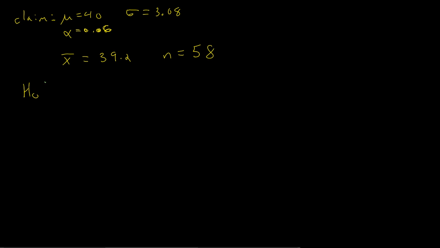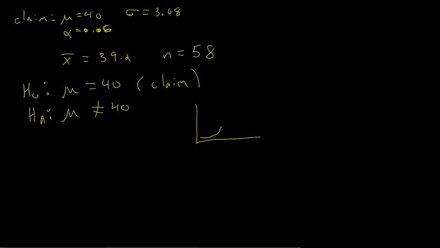So our null hypothesis is the claim. Our alternative hypothesis is the inequality, which means we'll be looking at a two-tailed test. And our rejection region will be the tails that split the 0.06. So we're going to have a 3% region in each tail. And what we're going to want to do is calculate our test statistic and go from there.